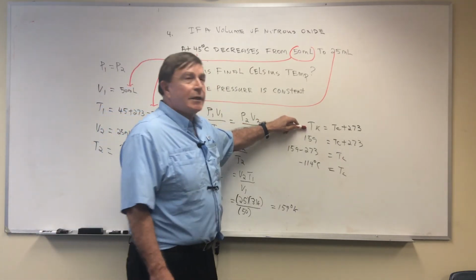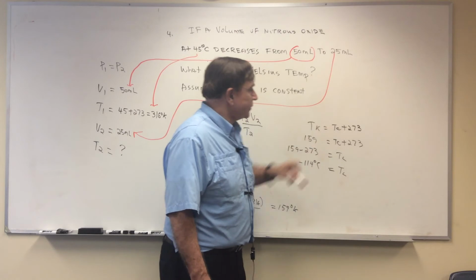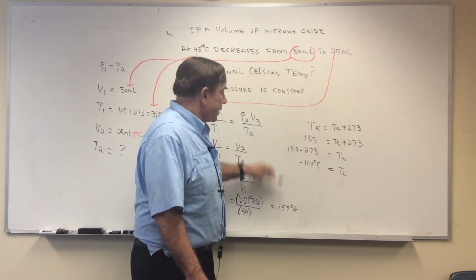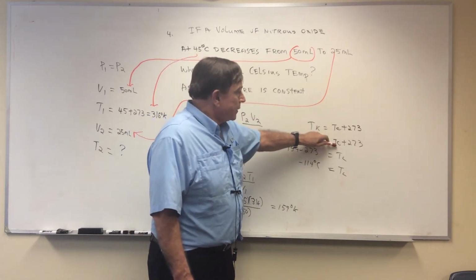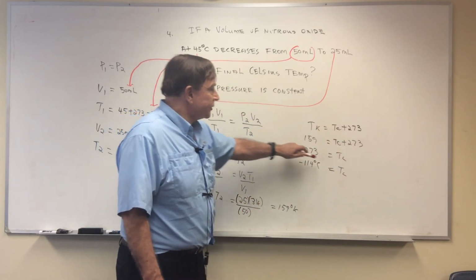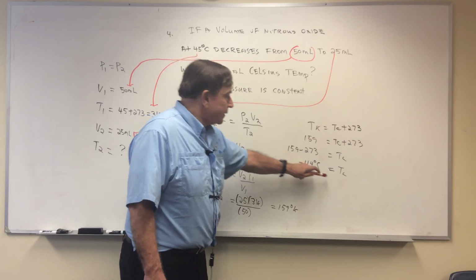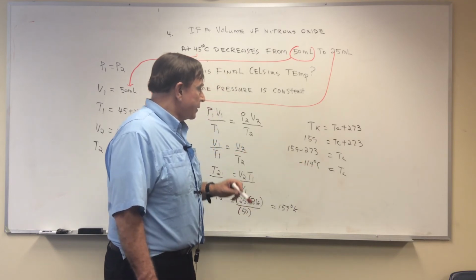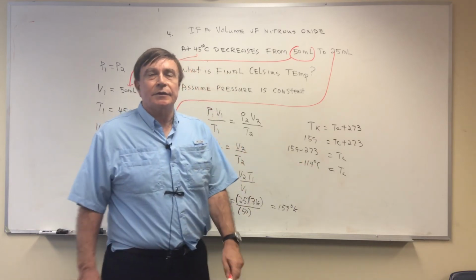We know that TK is equal to TC plus 273. TK is 159, TC is what we're looking for, and 273 is the constant. We rearrange the equation and we get that TC is minus 114 degrees Celsius, and that is the answer.